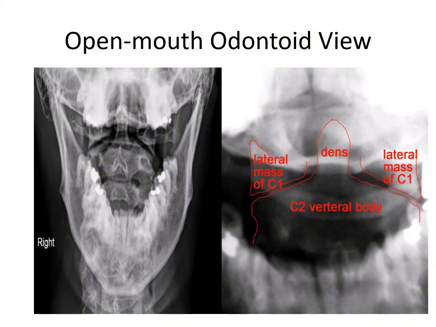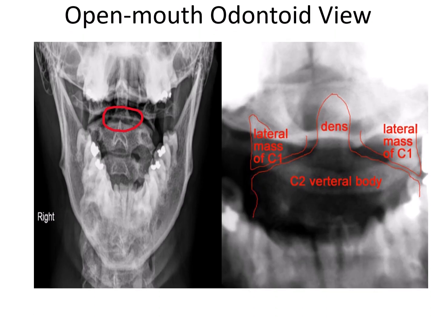Can we see any pathology in this image? If you see, please comment in the comment section. I am explaining this image. This is the area where a dens fracture is noted.